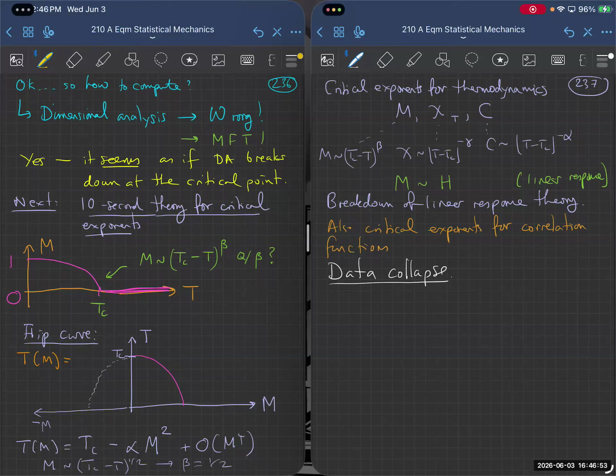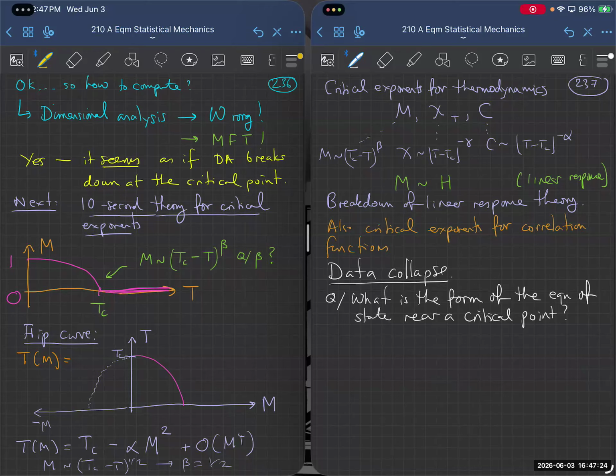So here's what we're going to do. The question that we're going to ask is, what is the form of the equation of state near the critical point? So let's go ahead and calculate that.